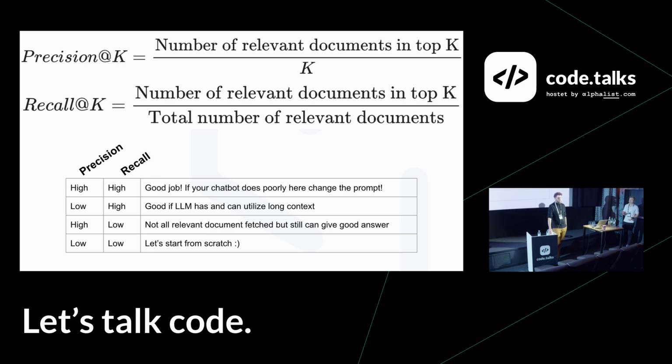it means that not all of the relevant documents were retrieved, and it can still give you a good answer if there is some signal in those few. But if both precision and recall are low, then you should just start from scratch and tune those metrics. There's no point starting work on the generation part with an LLM.